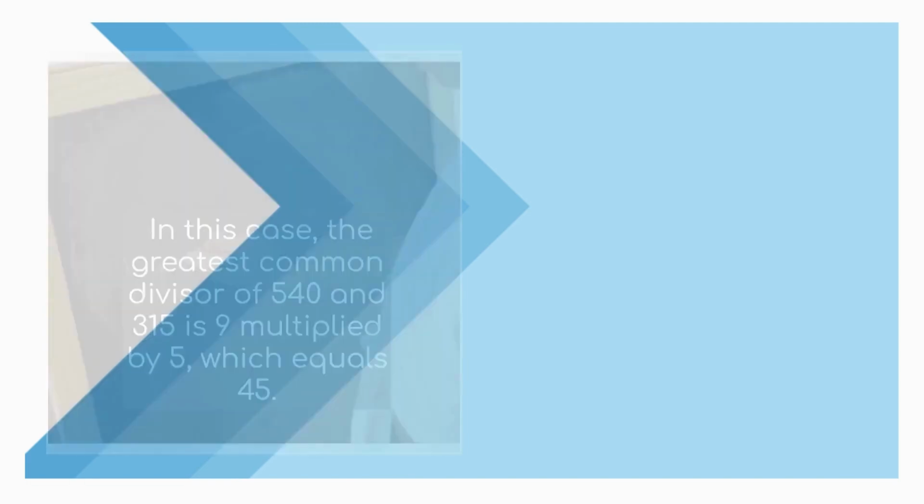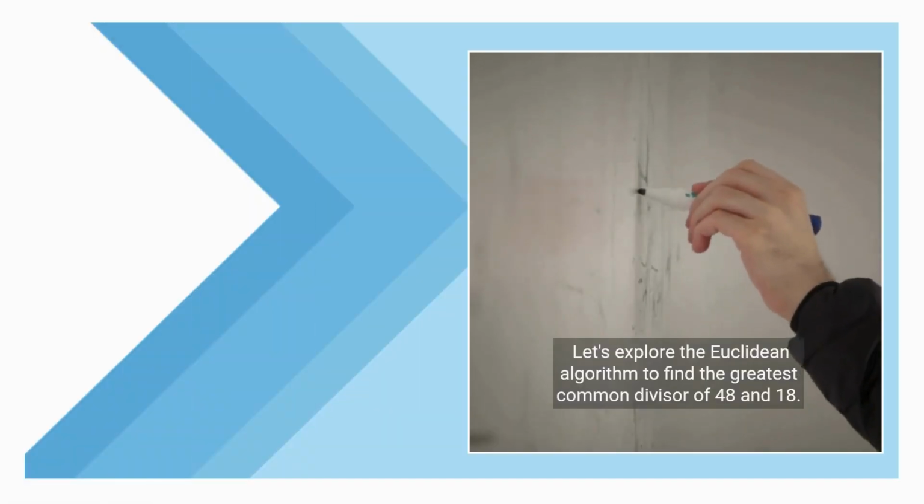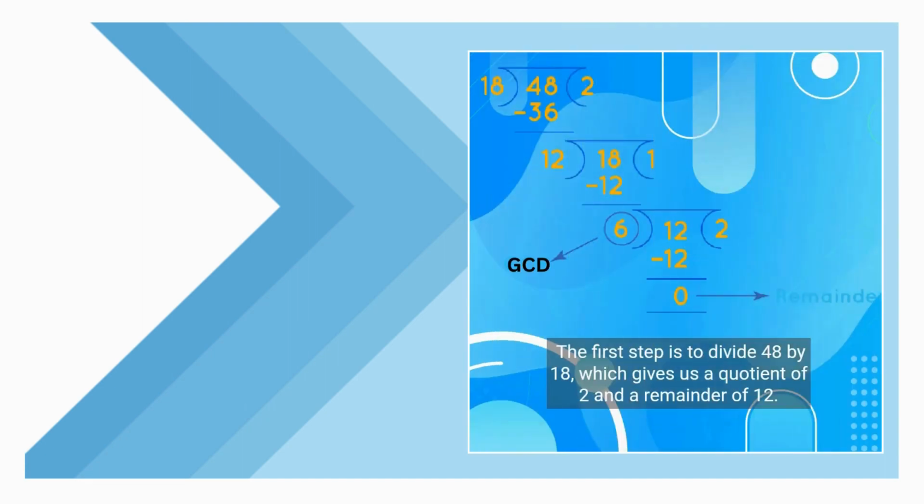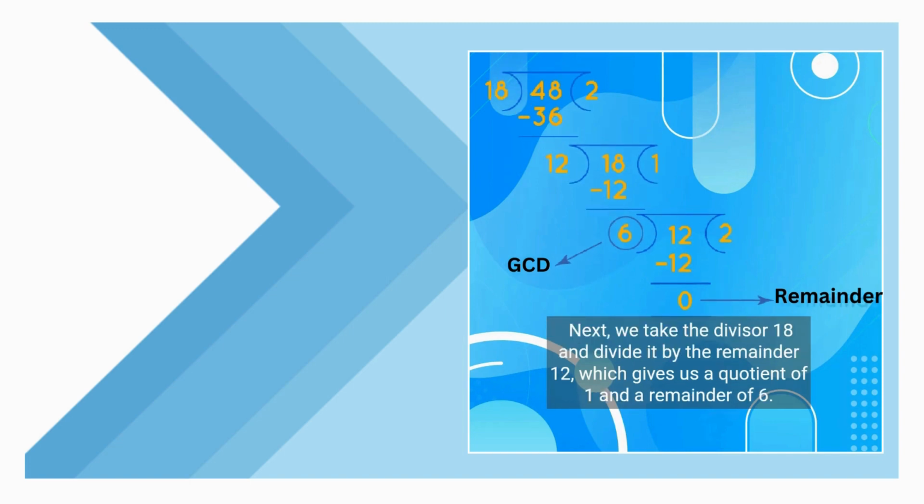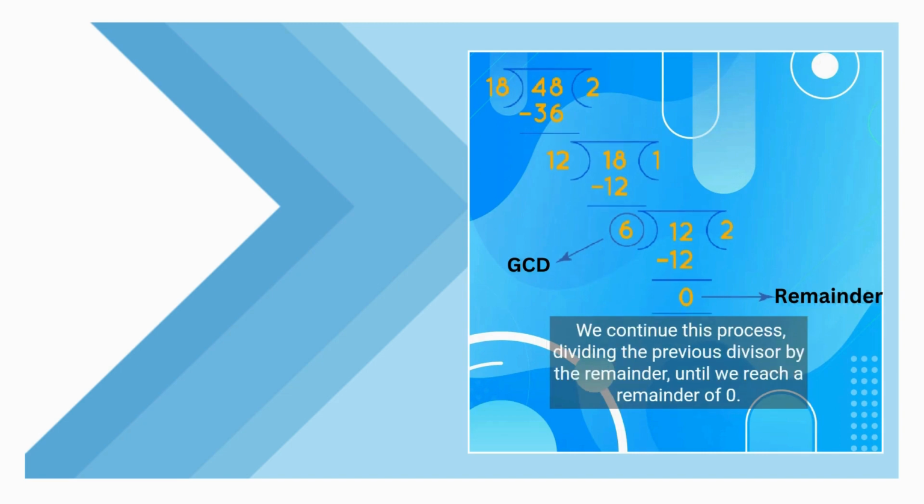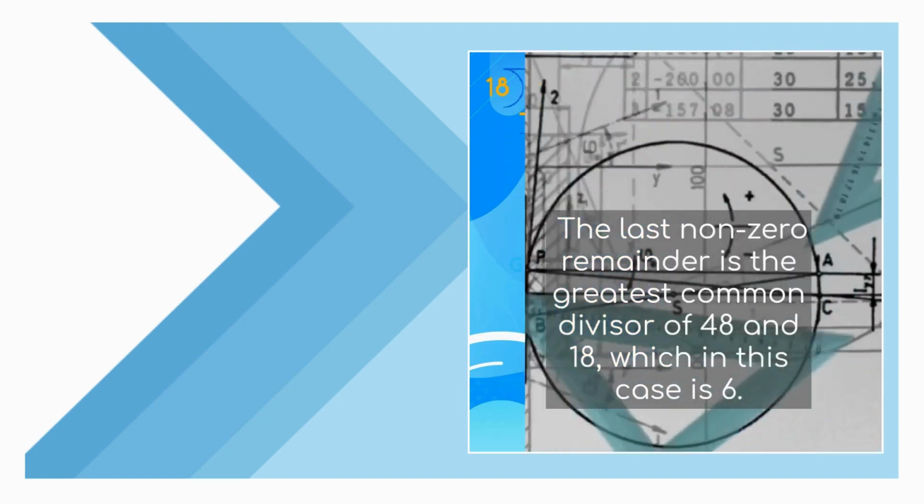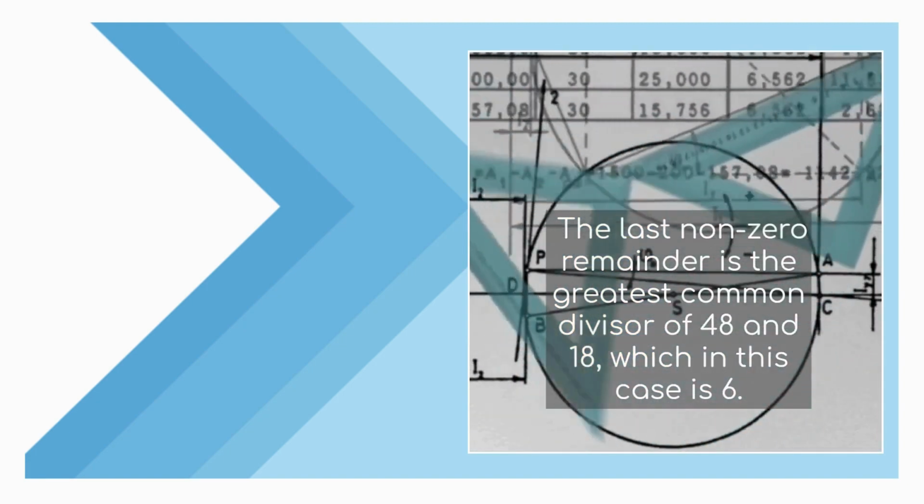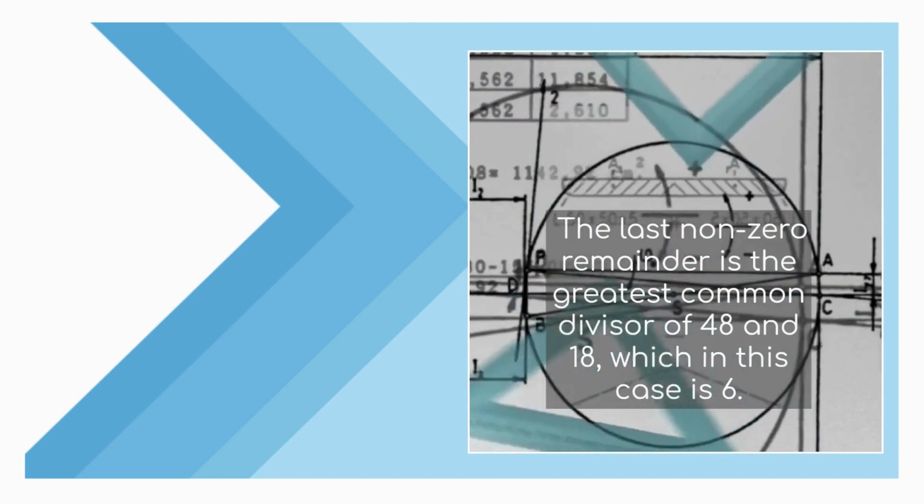which equals 45. Let's explore the Euclidean algorithm to find the greatest common divisor of 48 and 18. The first step is to divide 48 by 18, which gives us a quotient of 2 and a remainder of 12. Next, we take the divisor 18 and divide it by the remainder 12, which gives us a quotient of 1 and a remainder of 6. We continue this process, dividing the previous divisor by the remainder until we reach a remainder of 0. The last non-zero remainder is the greatest common divisor of 48 and 18, which in this case is 6.